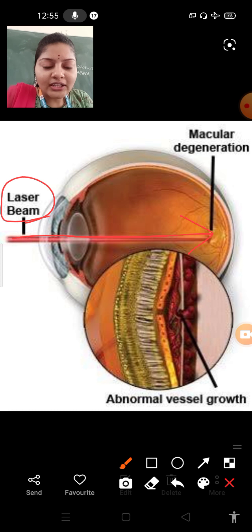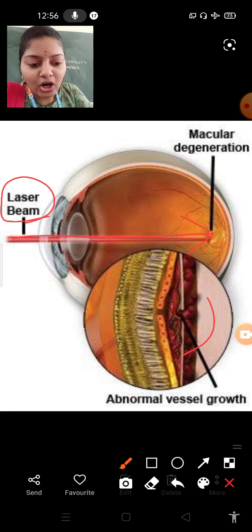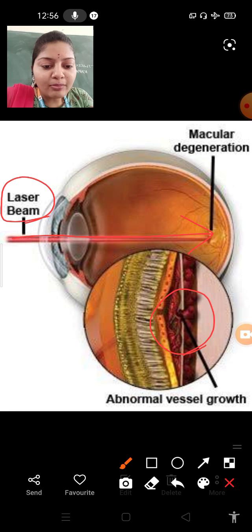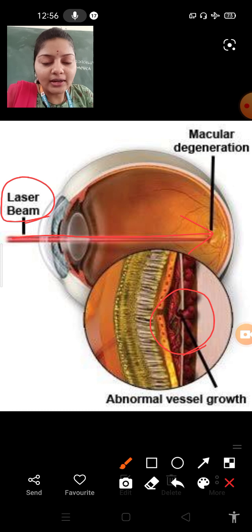So without losing any blood, we can do eye surgery by using lasers. To cut the extra layer on the eye, we can use lasers. And the laser can also detect abnormal vessel growth.